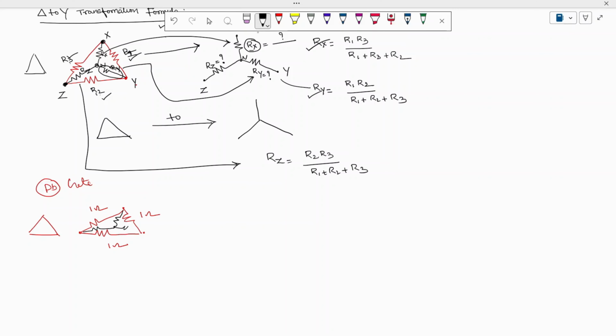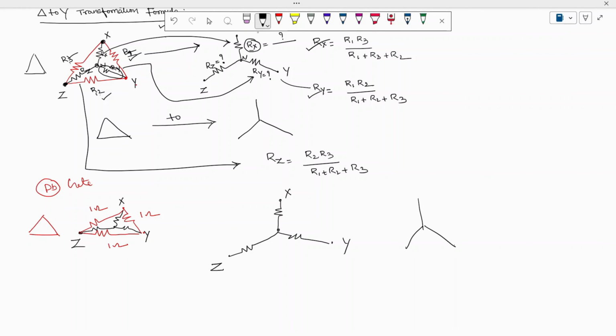So these black resistors we need to find out. Let's try to mark these terminals as X, Y, Z. So now I am drawing X, Y and Z. So this black resistor I am drawing here. This is one black resistor. This is another black resistor. This is another black resistor. Now this is like a star.